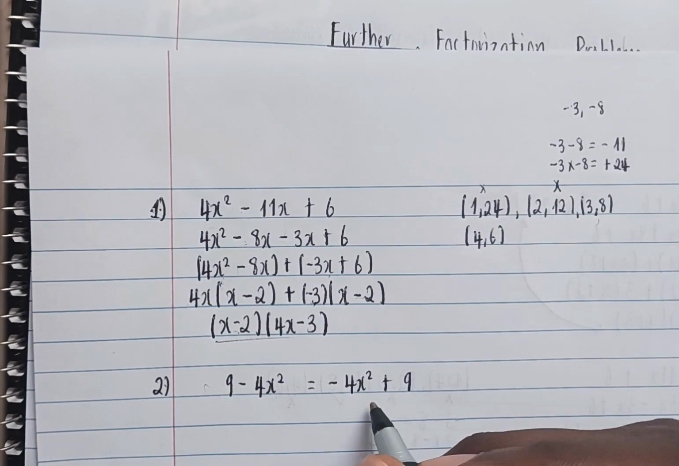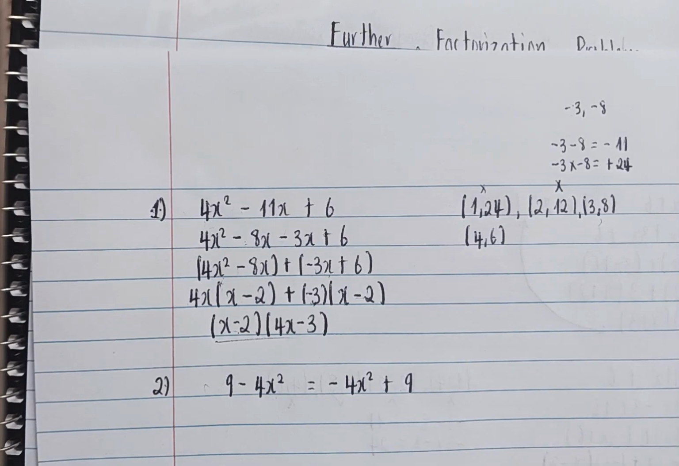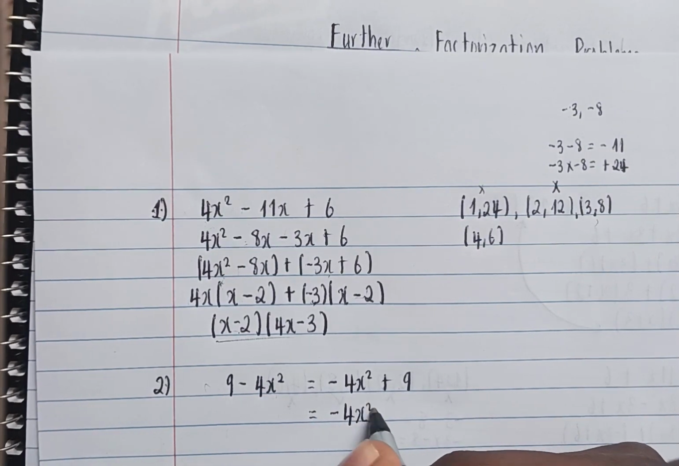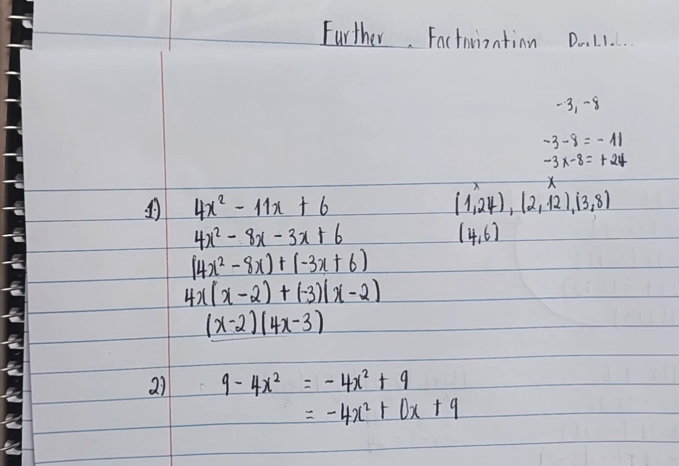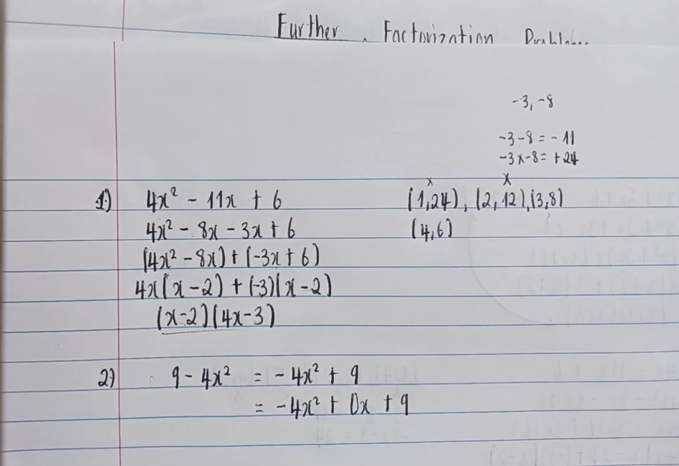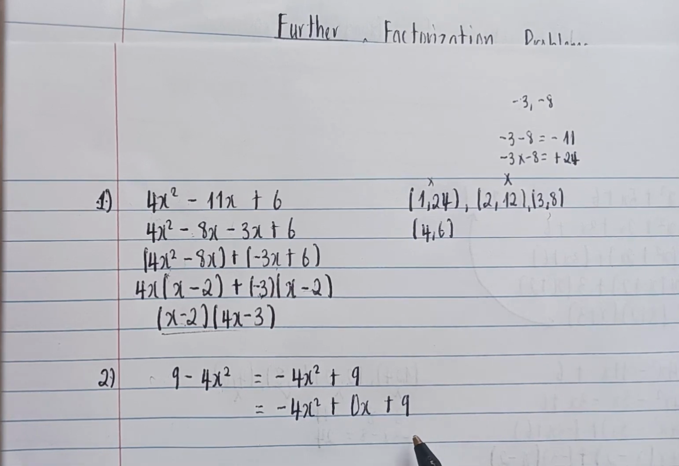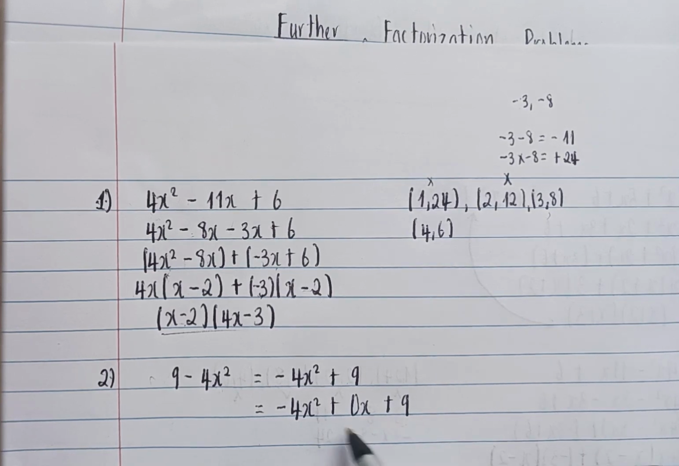Notice that the term in x isn't found here. I don't have any expression in terms of x. And when we have such a case, it is because the coefficient of the term in x is 0. So I can write this as negative 4x squared plus 0x plus 9. And I perform the same method. Negative 4 times 9 gives negative 36. So I will find two factors of 36 that when multiplied give negative 36, and when added give 0.